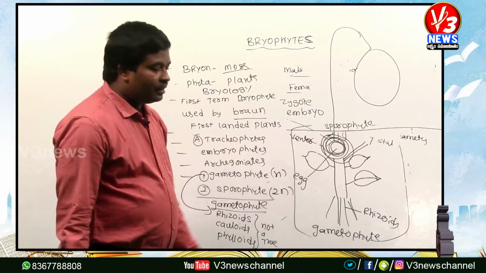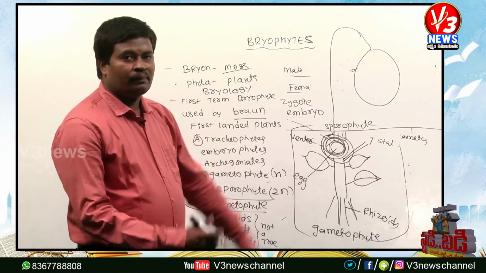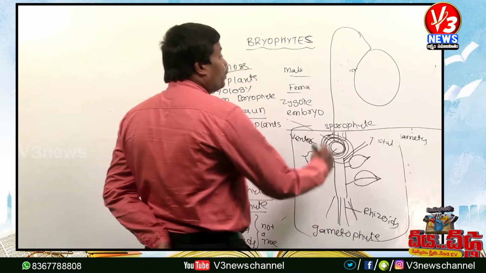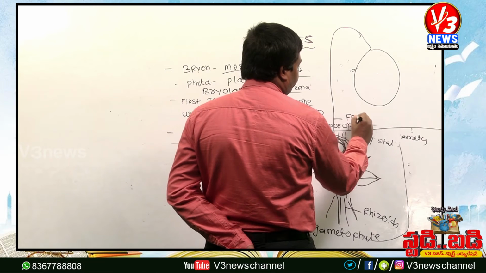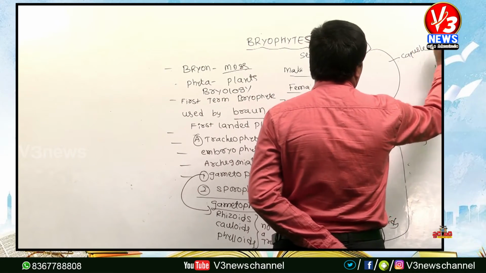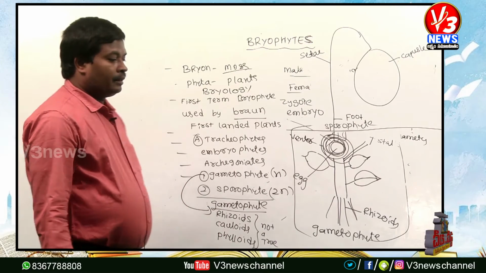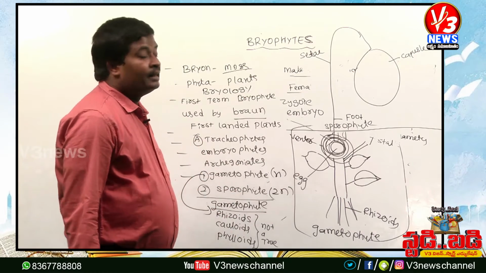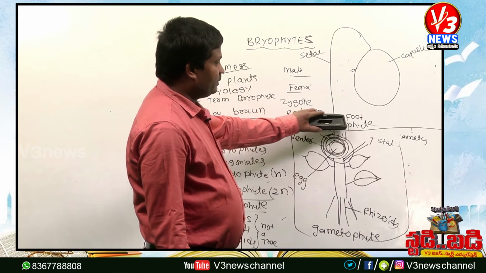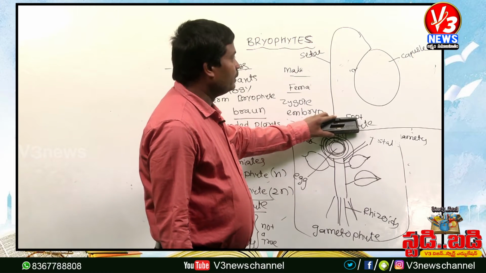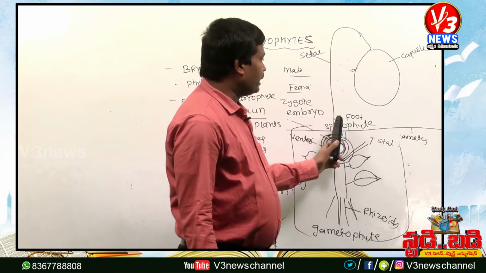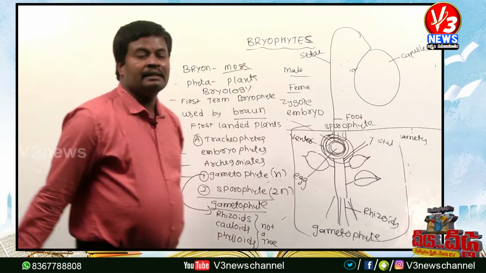The zygote does not immediately undergo reduction division. After some time, the zygote develops into an embryo, and the embryo develops into a sporophyte. The sporophyte is differentiated into foot, seta and capsule. It follows the dominant gametophyte stage. The sporophyte is developed from the embryo and has three parts. The basal part of the sporophyte is called the foot. The last part is called the capsule. Between the capsule and the foot, the stalk-like structure is called the seta.